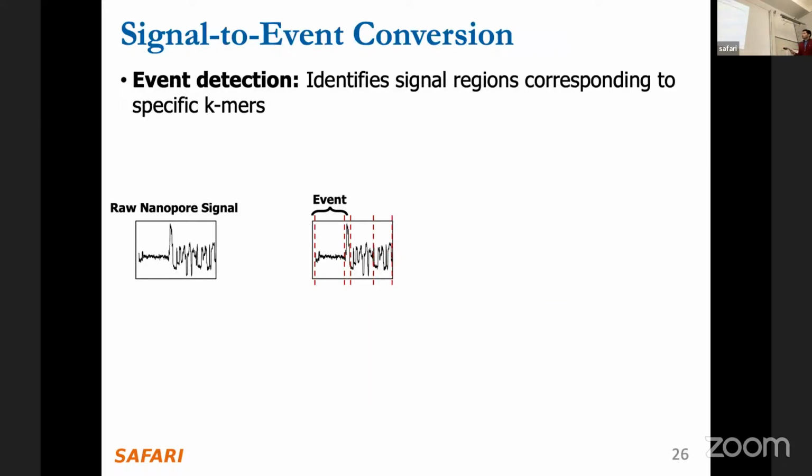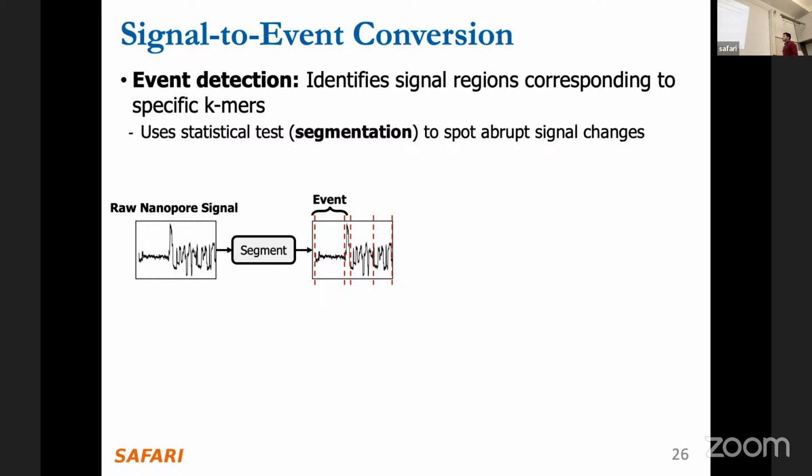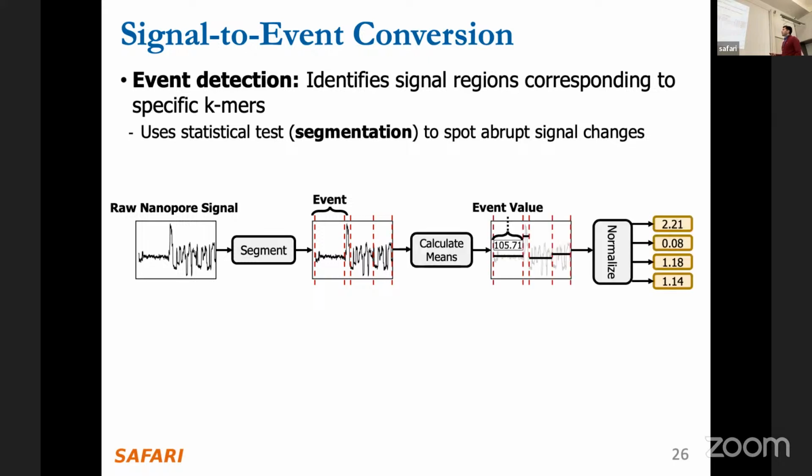Similarly, we also need to be able to convert the raw signal to events, meaning potential k-mers that are being sequenced at a time. What we do is simply use a statistical test, known as segmentation or a t-test, to spot abrupt changes in the signal. These abrupt changes are identified, and then we calculate the means between each abrupt change, assign the event value accordingly, and similarly do normalization and so on. Now we also have a series of event values for the raw signals coming from the sequencer.